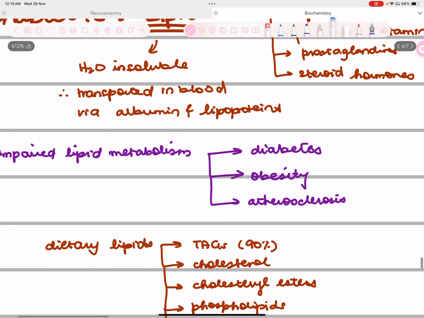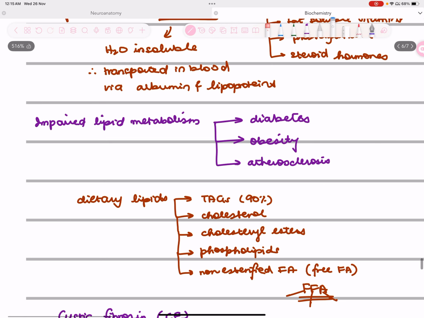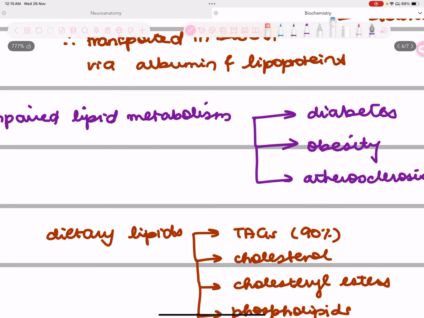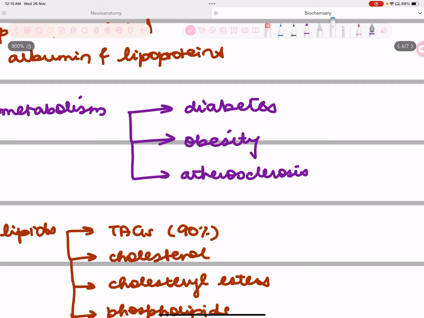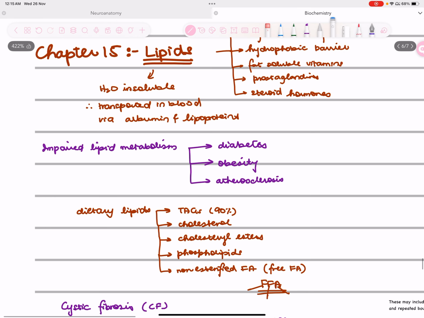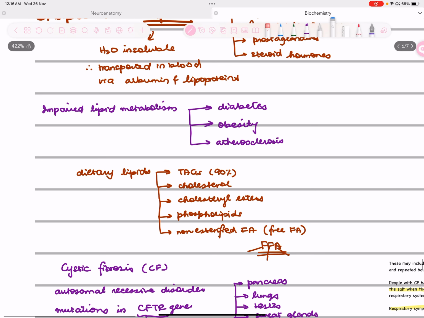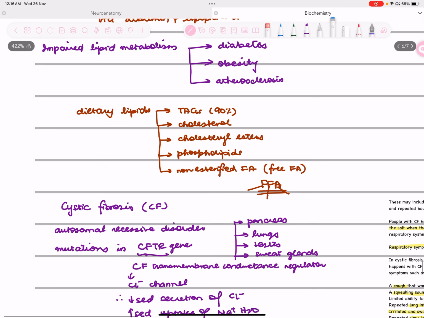Now, what happens if there is any sort of impaired lipid metabolism? If lipid metabolism is impaired, there are high chances of developing diabetes, obesity, and atherosclerosis. So this is the clinical relevance: impaired lipid metabolism can lead to diabetes, obesity, and atherosclerosis.